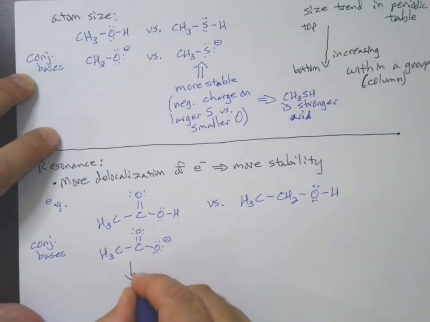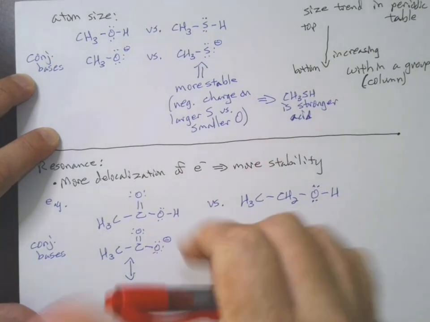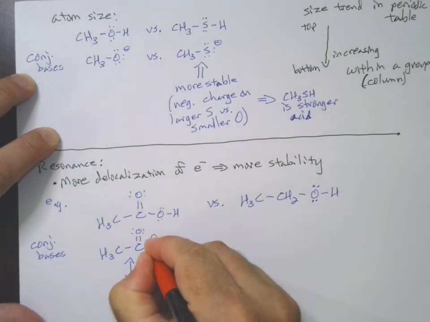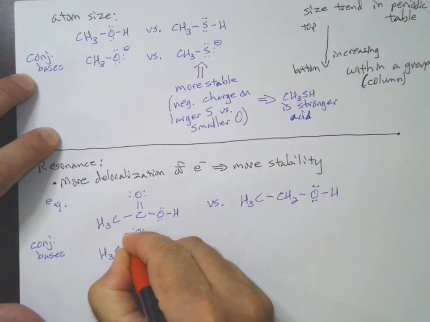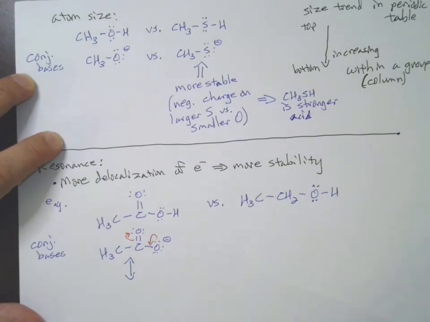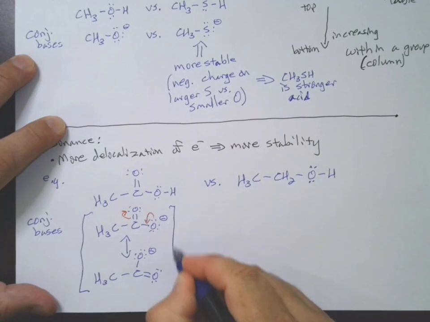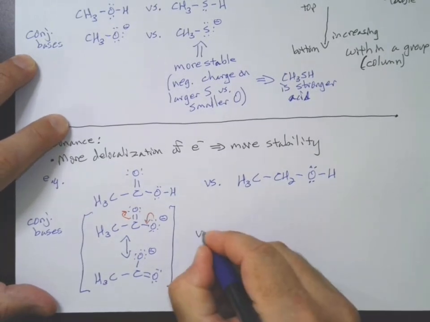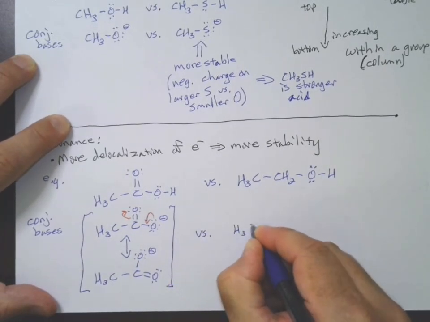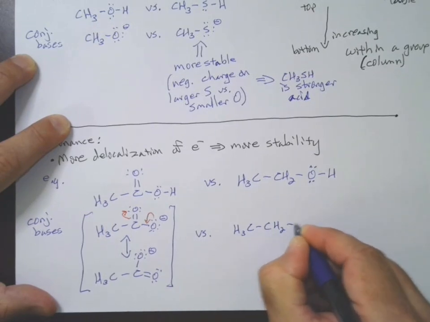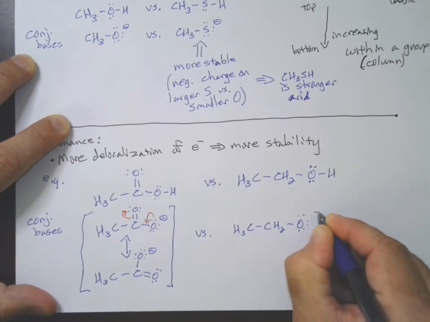Now I can draw a resonance structure here. I'll go ahead and push my electrons in red. Push electrons there, push some there. And now that gives us H3C, C, O minus, double bond O. Like so. All right, let's put those in the resonance brackets. And we'll compare this to H3C, C, H2O minus.